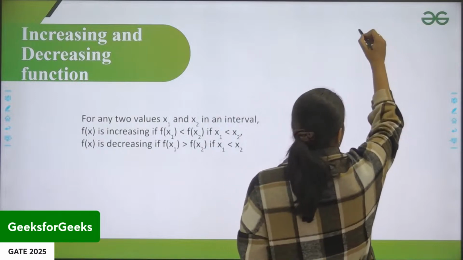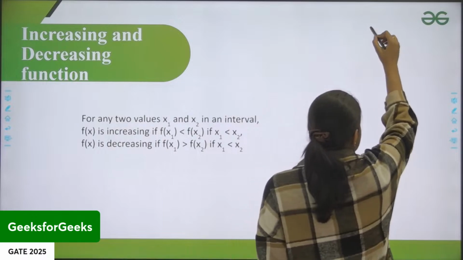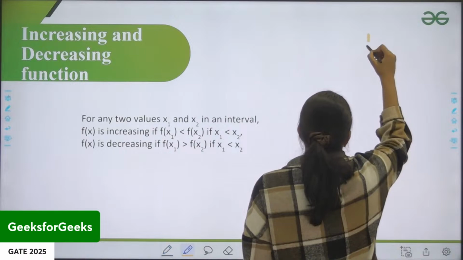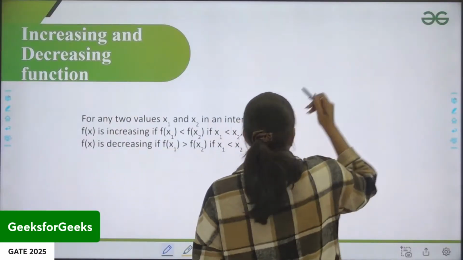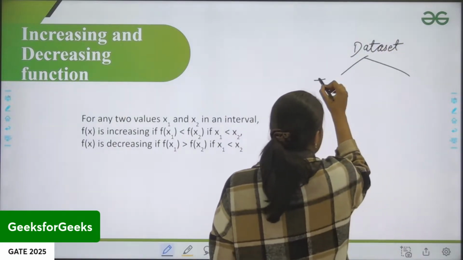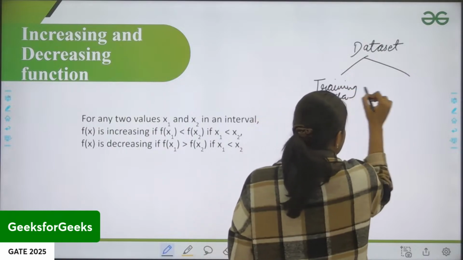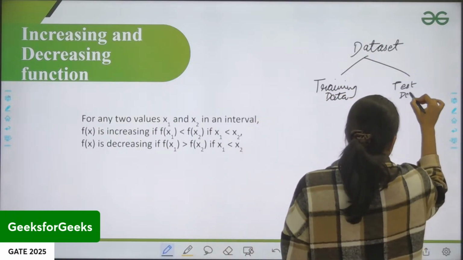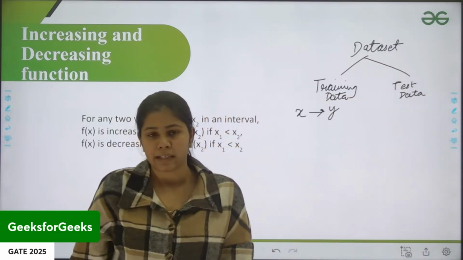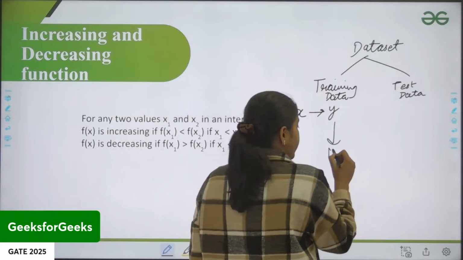We already know that for a machine learning model, we have a data set. We can divide this data set into two parts: training data and test data. Training data has the actual values, so corresponding to x, I know the value of y. I'll train my model based on the training data, so I'll get one model from here.